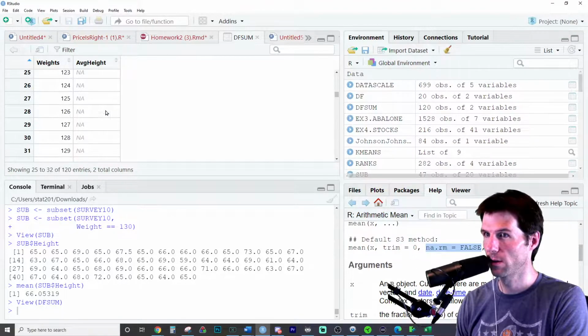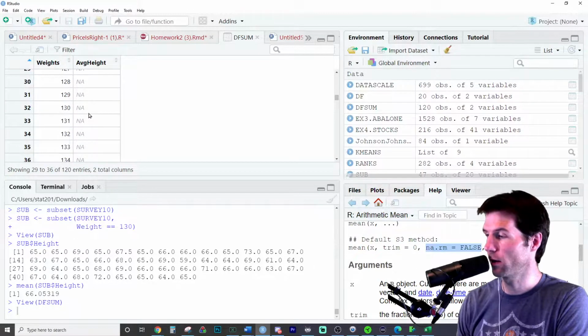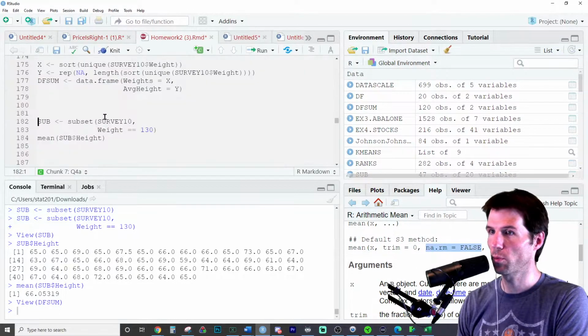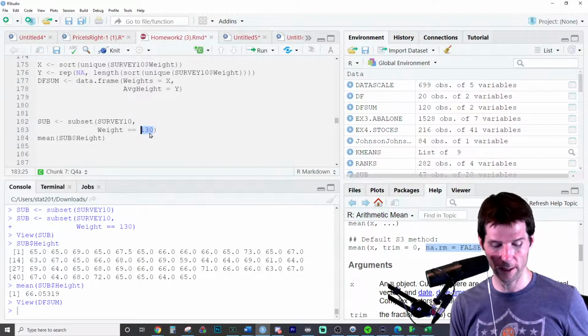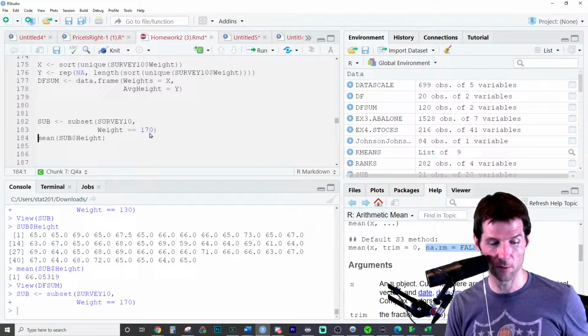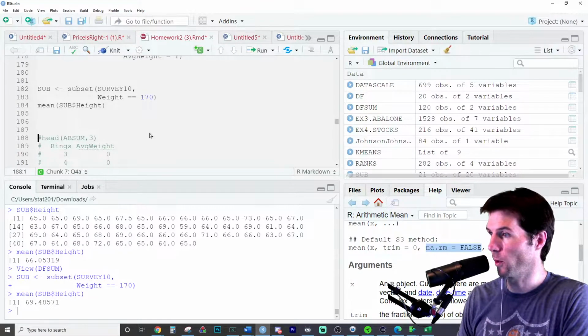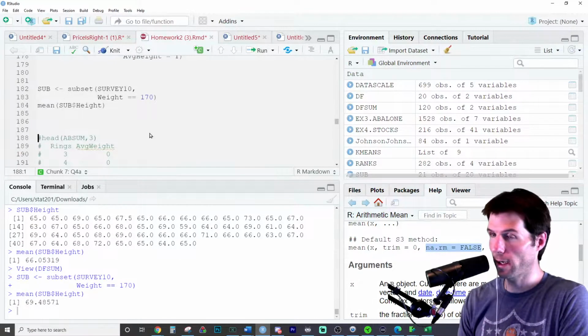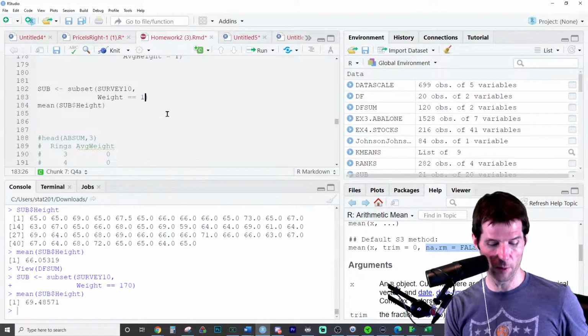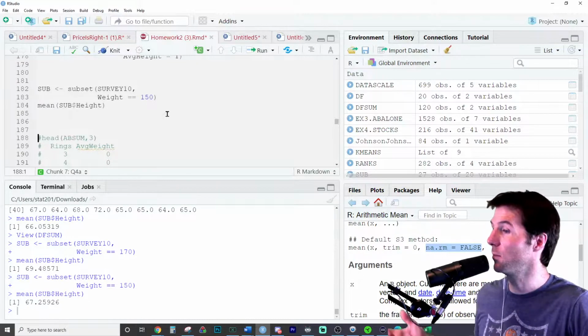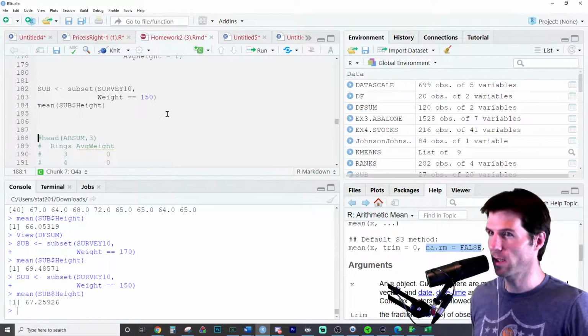Do you see it? So there was one of them over here. Each weight. So I should probably change the weight, right? Like I go up here to 170 and I run it, and that's the mean height for people who are 170. Does it make sense now? I can find the mean height for any group, like 150, you name it. We're changing the value we use.